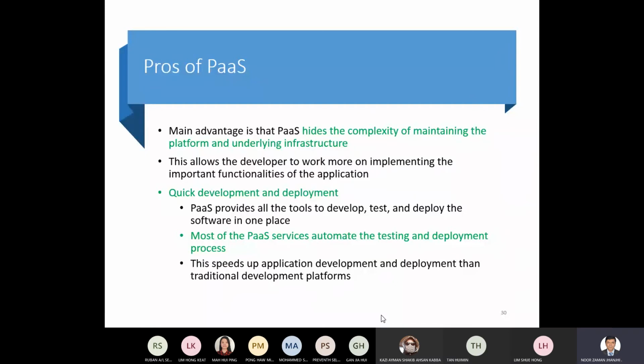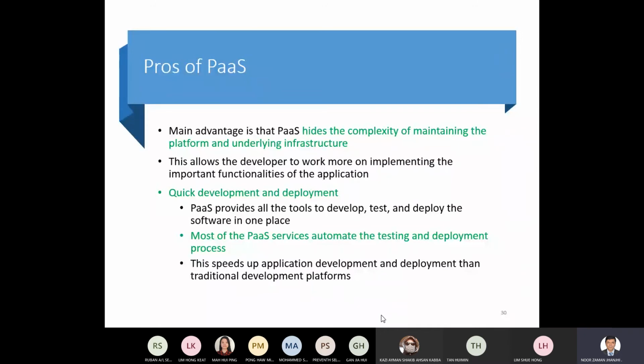So the main advantage of PaaS is that it hides the complexity, because you are using different tools, testing, GPUs, services, APIs, many programming languages and these things. There is no complexity; it is not on your end. Maintaining the platform and the underlying infrastructure is not your job. This is one of the most appropriate pros. That's what we were discussing.